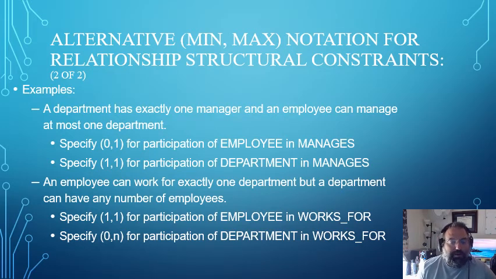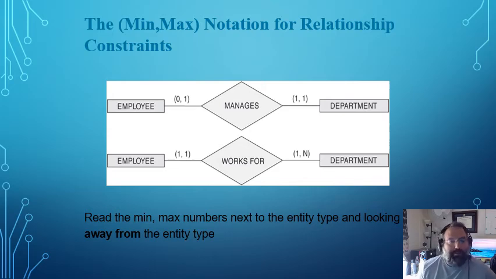There could be a problem with this design, just playing devil's advocate, and in particular this whole constraint here that a department is managed by a person who can manage only one department. There may be situations where that could be problematic in a real world scenario. Oftentimes, you have somebody that takes over incremental, temporary sort of management of a department as a general rule, so that could be a problem. Not a great design. The min-max notation for relationship constraints: employee 0 to 1 manages 1 to 1 department, and so on. Read the min-max numbers next to the entity, looking away from the entity type.